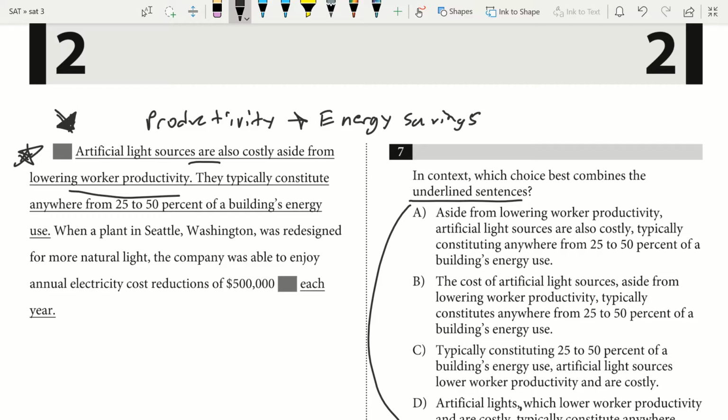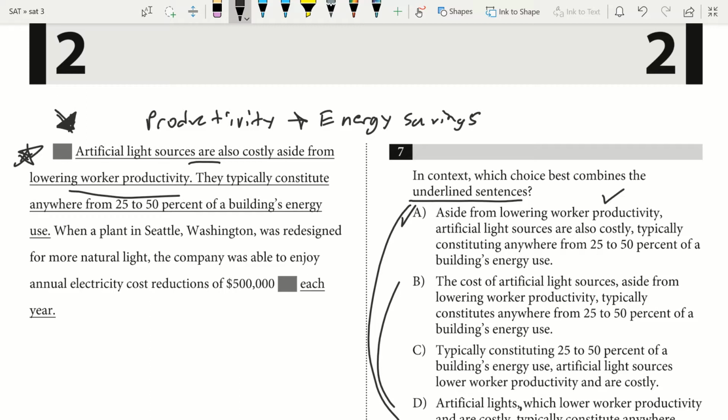So we have A: "Aside from lowering worker productivity, artificial light sources are also costly, typically constituting anywhere from 25 to 50% of a building's energy use." So that checks our first box of starting with productivity. Well, this fits our productivity to energy savings, so we're going to put a check mark by it, and we're just going to check our other three options just to make sure that we're confident A is our answer. So we're going to figure out ways we can eliminate other answer choices, right, just to make sure.